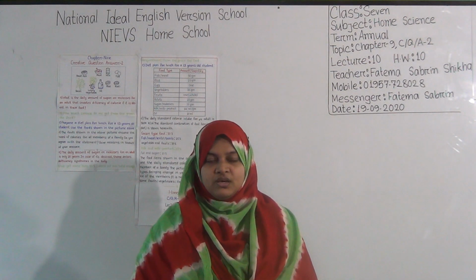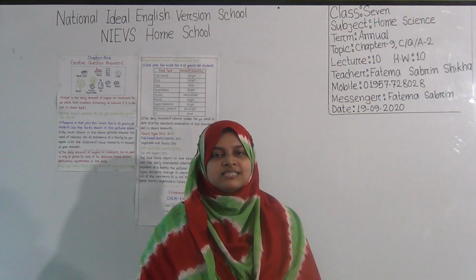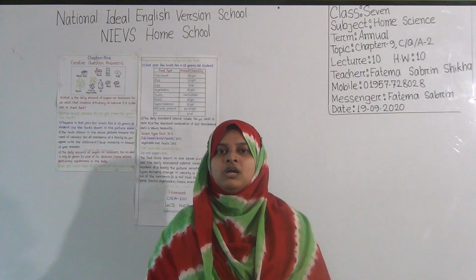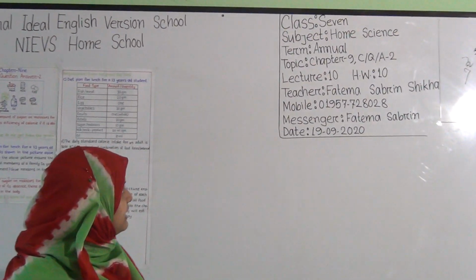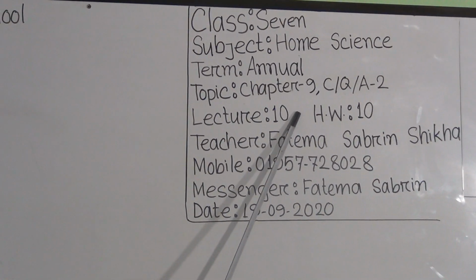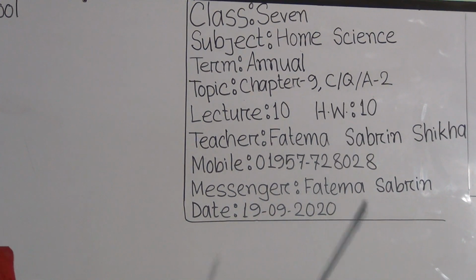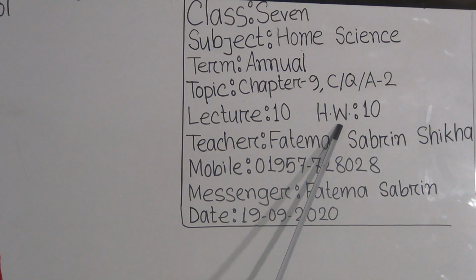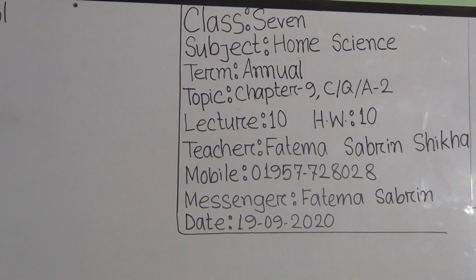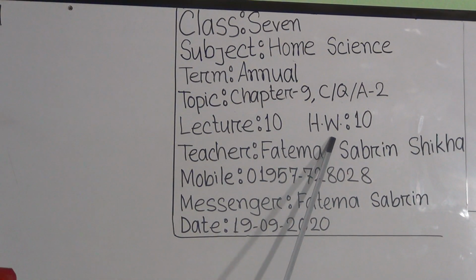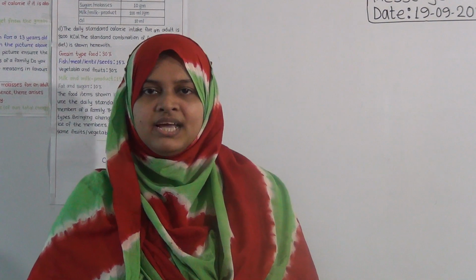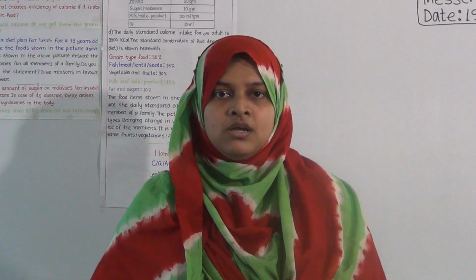Today I am going to take Home Science class for the students of class 7 on the topic of Chapter 9 Creative Question Answer 2. Students, this is our 10th lecture and 10th homework. Take your home science book, notebook and writing elements. Let's begin.